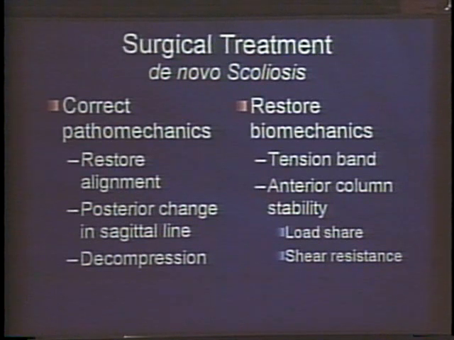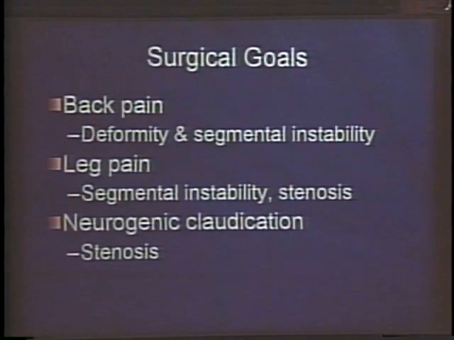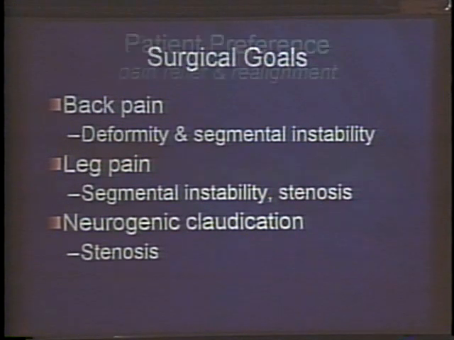Should we decide for surgery, we need to establish some goals. Ideally, we would want to correct the pathomechanics, which requires restoration of coronal and sagittal alignment, posterior displacement of the sagittal weight-bearing line, and decompression as indicated. We also must restore the biomechanics by restoring the anterior column stability, allowing load sharing and shear resistance, and reestablishment of the posterior tension band. So the surgical goal should be correction of deformity and segmental instability, correction of leg pain by correcting stenosis and segmental instability, and if neurogenic claudication is present, correction of the stenosis by decompression.